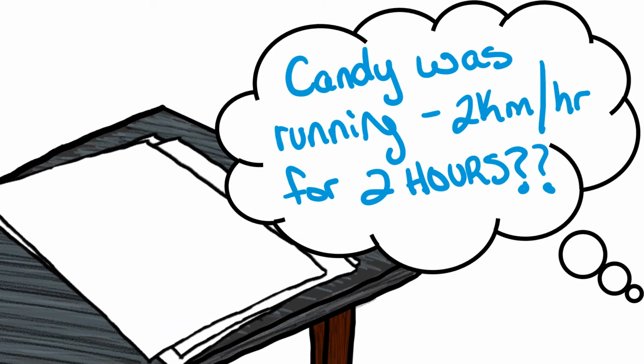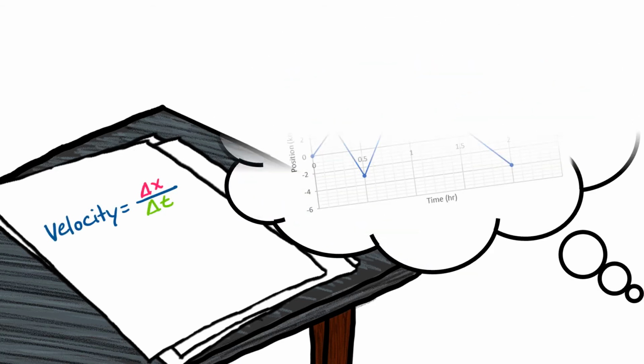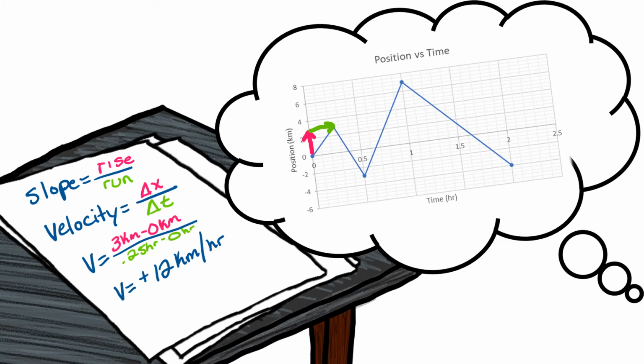Not exactly, Alex. Candy's average velocity during the trip might have been -2 kilometers per hour, but that doesn't mean that her velocity was constant throughout the entire trip. For instance, let's determine Candy's velocity at the 0.25 hour mark during her trip. You're right, Alex. Candy's velocity was 12 kilometers per hour at this point in her journey, which was more than the average velocity calculated for her total trip.